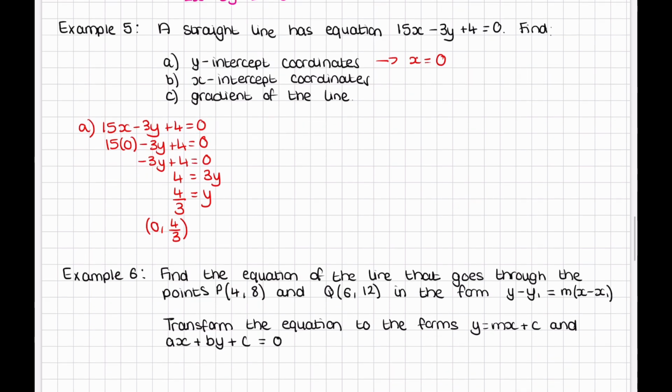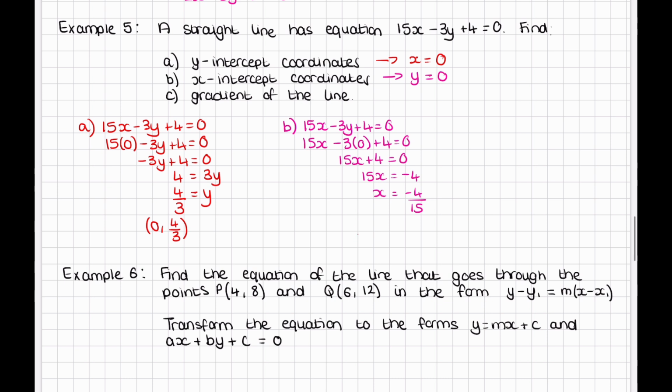Now part B, we want to find the x-intercept coordinates. Now the x-intercept is when y equals 0. So with our equation, we just need to make y equals 0, which means we'll have 15x minus 3 times 0 plus 4, which will leave us with 15x plus 4 equals 0, and then we can rearrange. And so x equals negative 4 over 15. And it once again says x-intercept coordinates, so we need to write our answer as coordinates. So it'd be negative 4 over 15, comma 0.